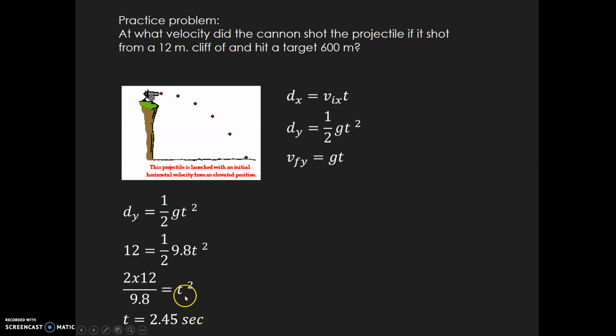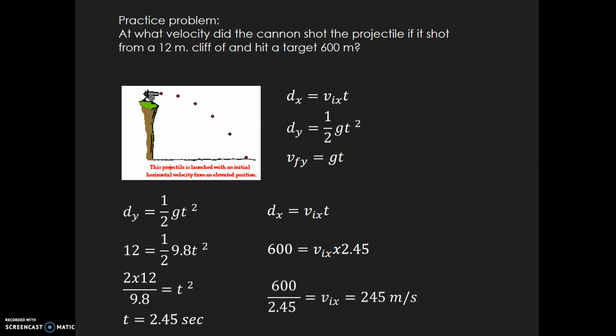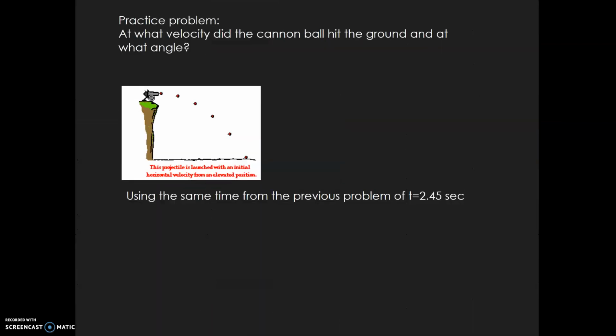Remember that we have to square root this whole thing because of that square right there. Now we can take that time, which is the same time as over here. So then we can use this equation now. We know the distance is 600. Its initial velocity is what we're looking for, and we know it traveled for 2.45 seconds. So we plug that in, and we get 600 over 2.45 seconds, and that gives us 245 meters per second, or 548 miles per hour if you want to put that in miles per hour.